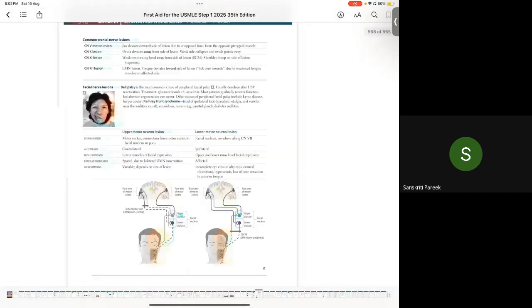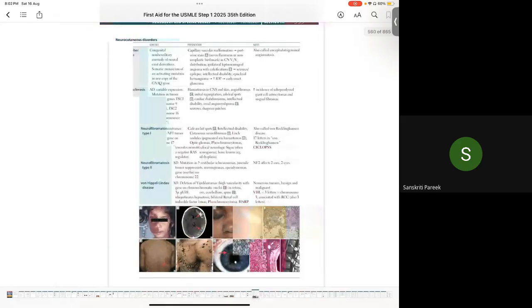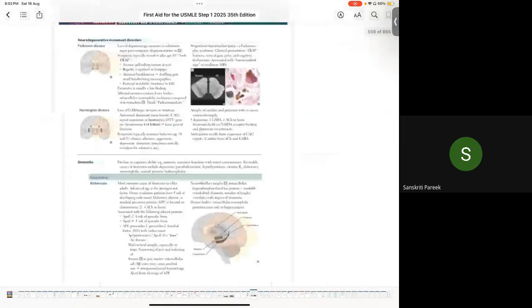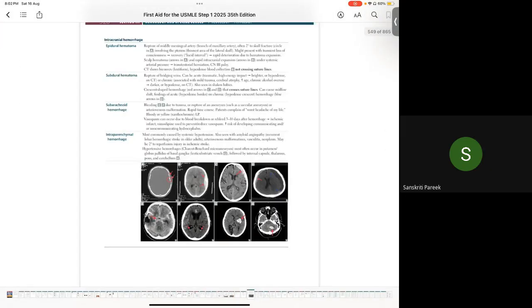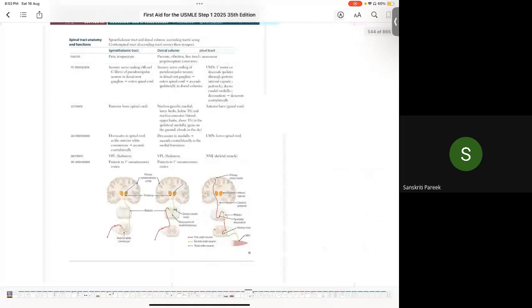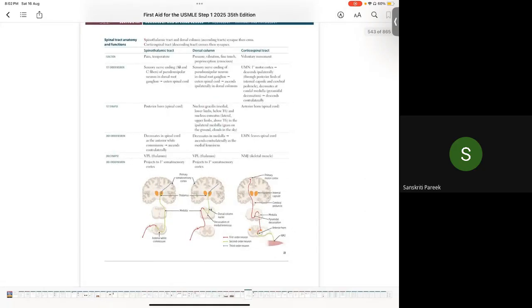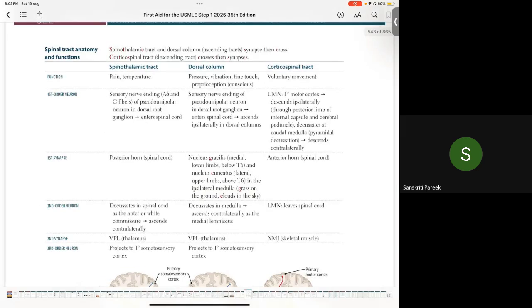Let's see what first aid. Okay, who is going to be telling me the page number for these tracks in first aid? Hello. Yes. Page number for the tracks. I think this is the one, right? Hello. Okay, so let's discuss it from first aid.